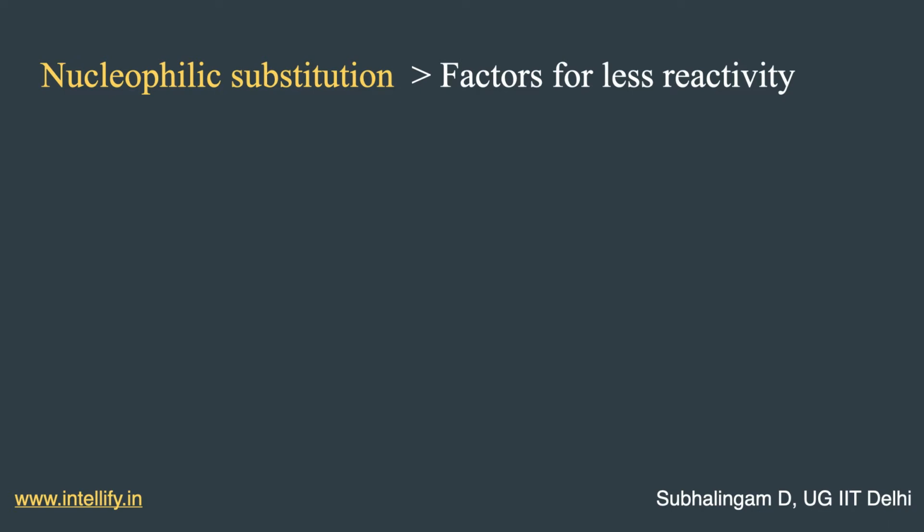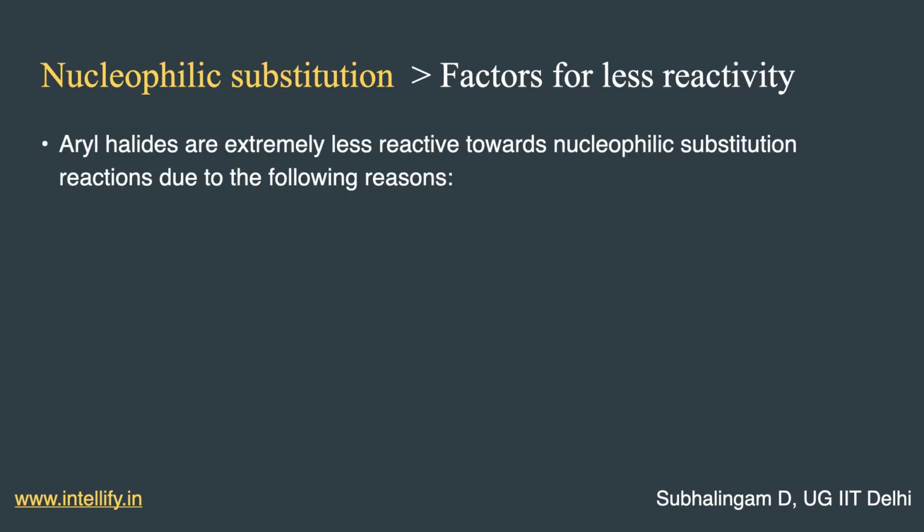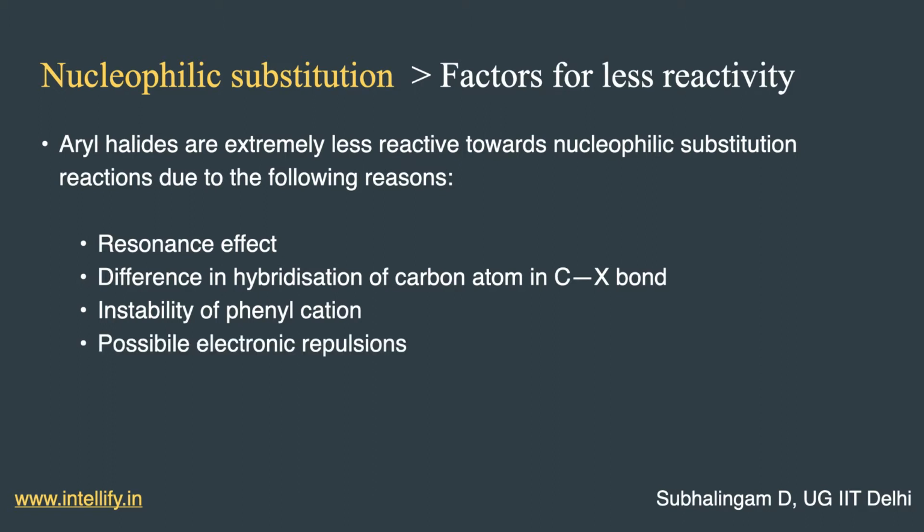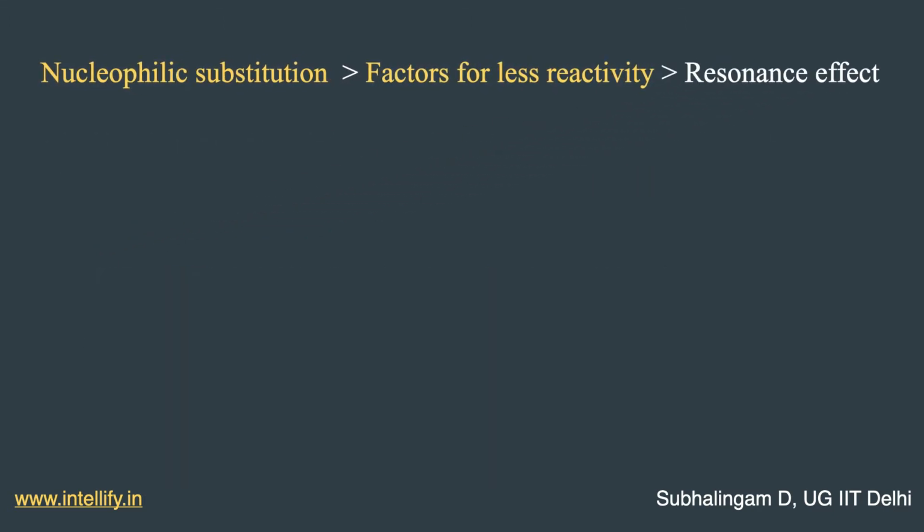Haloarenes don't undergo nucleophilic substitution reactions easily. So what are the factors that are responsible for this less reactivity? Let's look at them one by one now. Haloarenes are extremely less reactive towards nucleophilic substitution reactions due to the following reasons. Resonance effect, that is the first one. Second is the difference in hybridization of carbon atoms in the C-X bond, instability of phenyl cation, and possible electronic repulsions. Let's look at all of these in great detail now, starting with resonance effect.